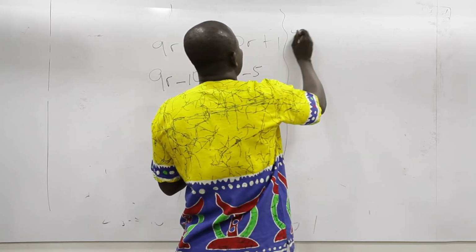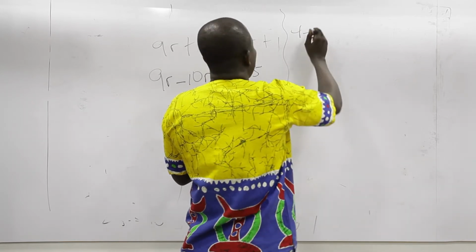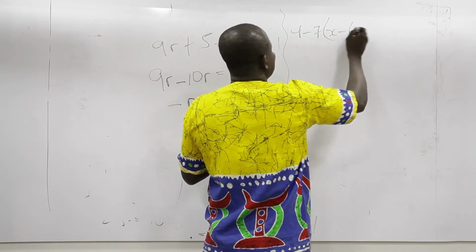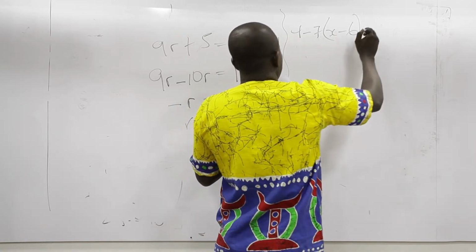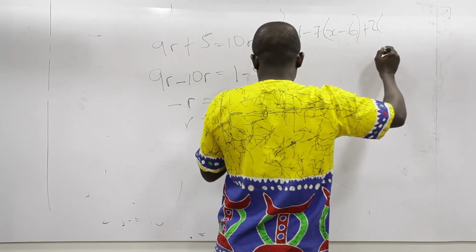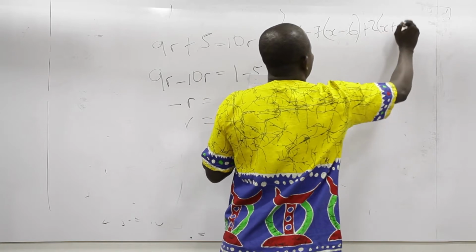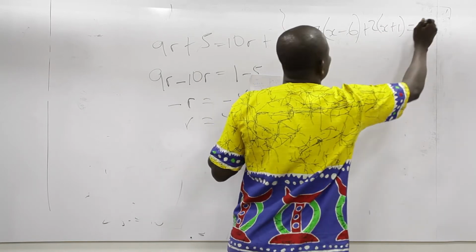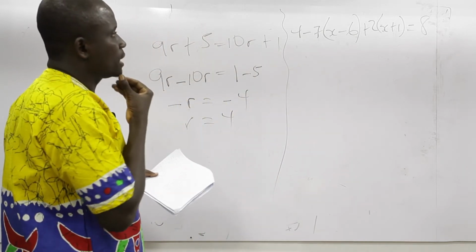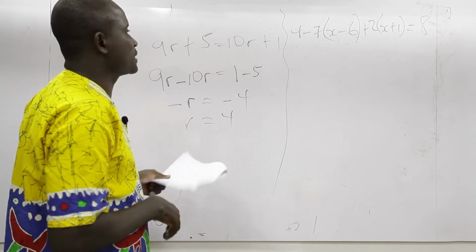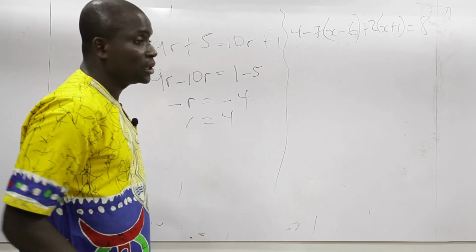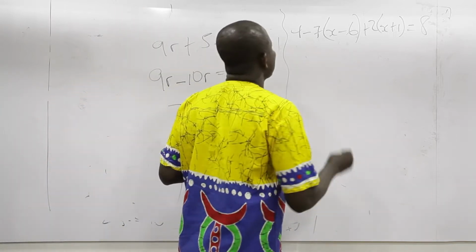So if I'm having 4 minus 7 into bracket x minus 6 plus 2 into bracket x plus 1 is equal to 8. And we are asked to solve for x. Solve for what? X. When you say find the truth set, we have to be very careful. But here it just says solve for x or find the root of x.